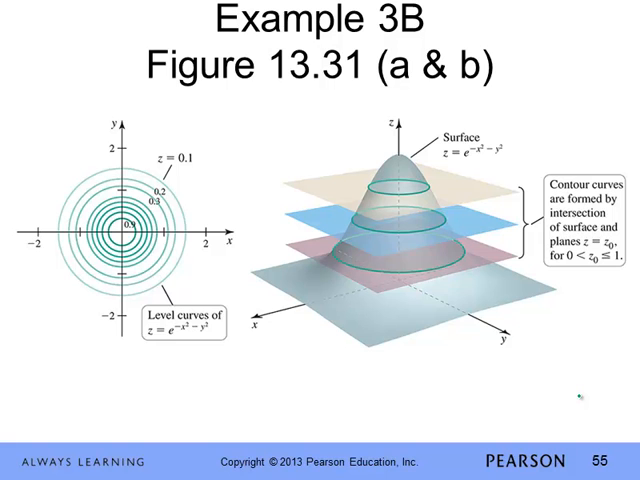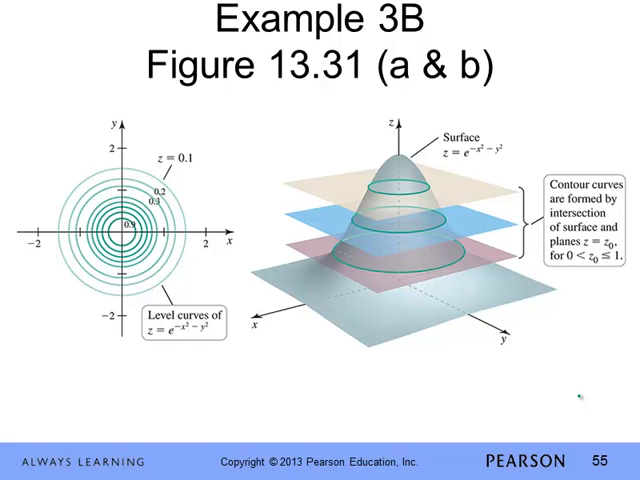Take natural log of both sides. You have negative natural log of 2 is equal to negative x squared minus y squared. So you would have x squared plus y squared is equal to natural log of 2, which is just some number. So the level curve would just be a circle centered at the origin, with a radius of the square root of natural log of 2, for example. But for each different value of z, you would have a different level curve of a circle centered at the origin with a certain radius.